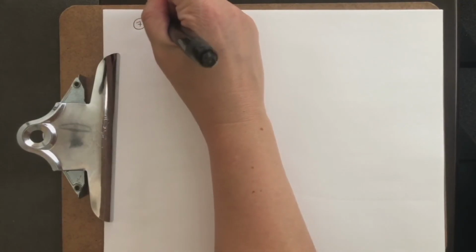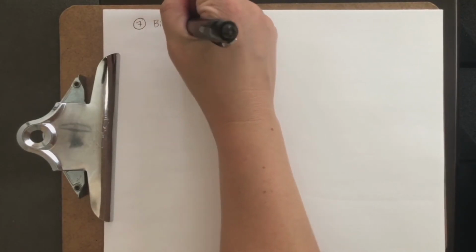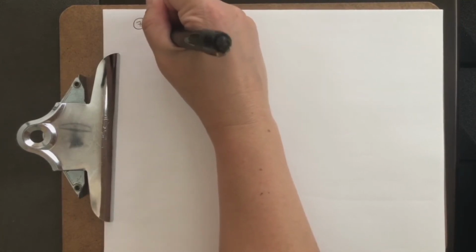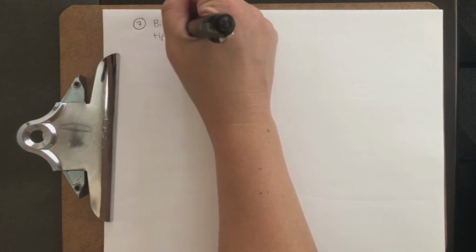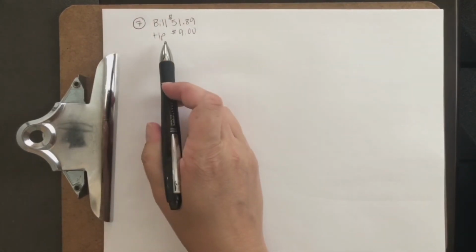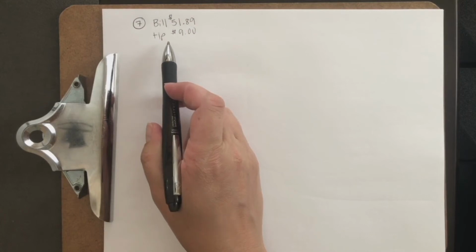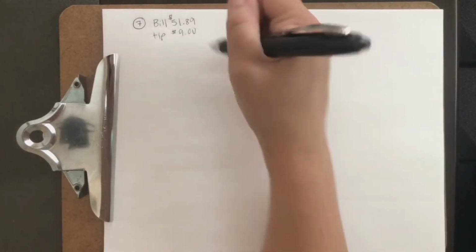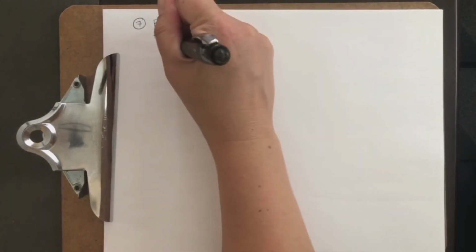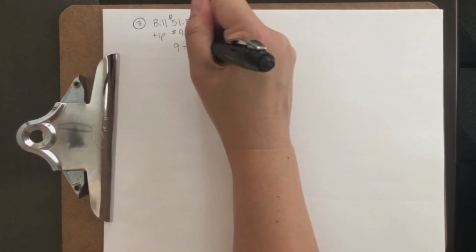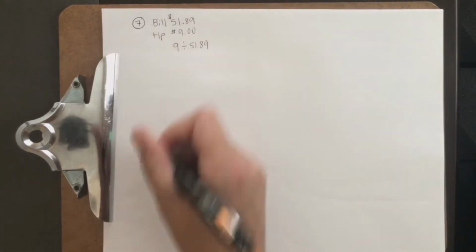So bill, $51.89, tip, $9. Okay, approximately what percent of the total bill did they leave as a tip? So we're going to take the tip amount of $9 and divide that by the bill amount of $51.89.